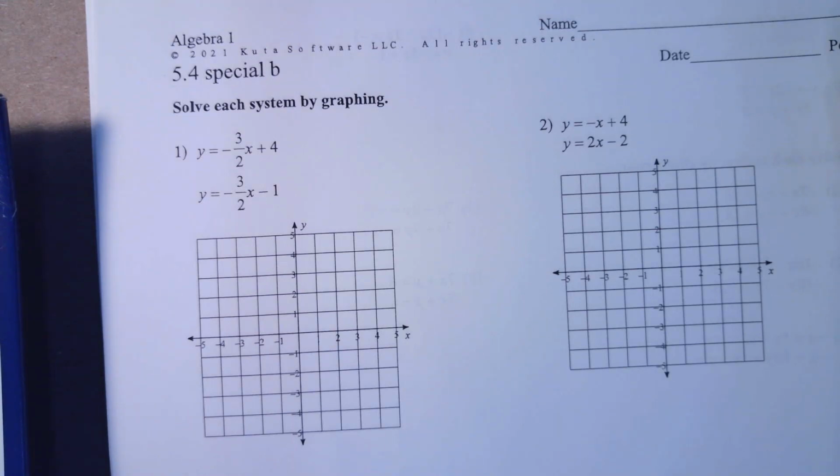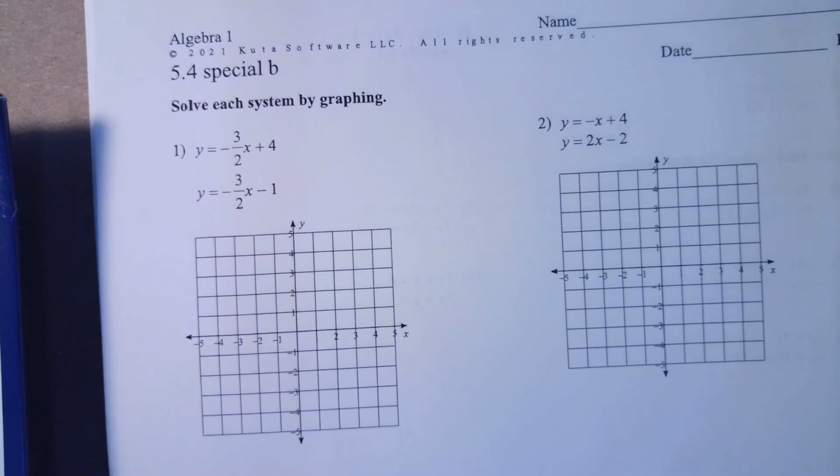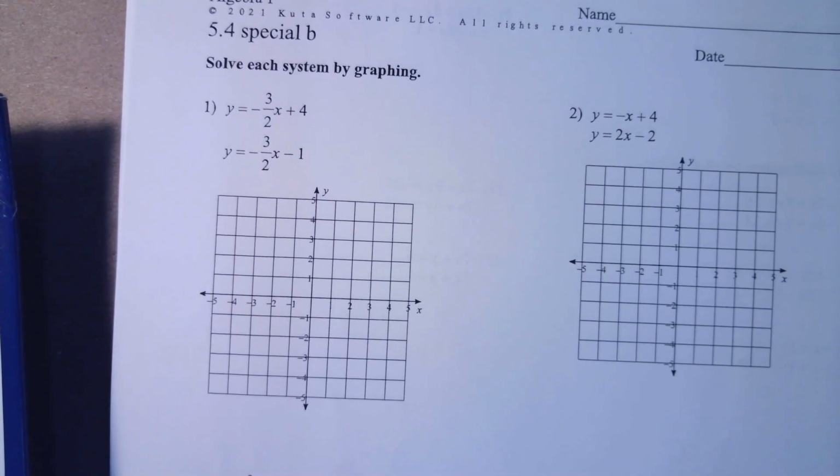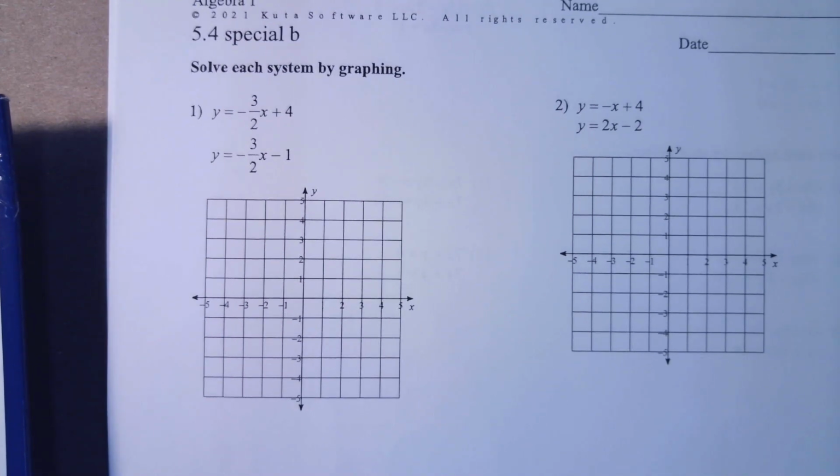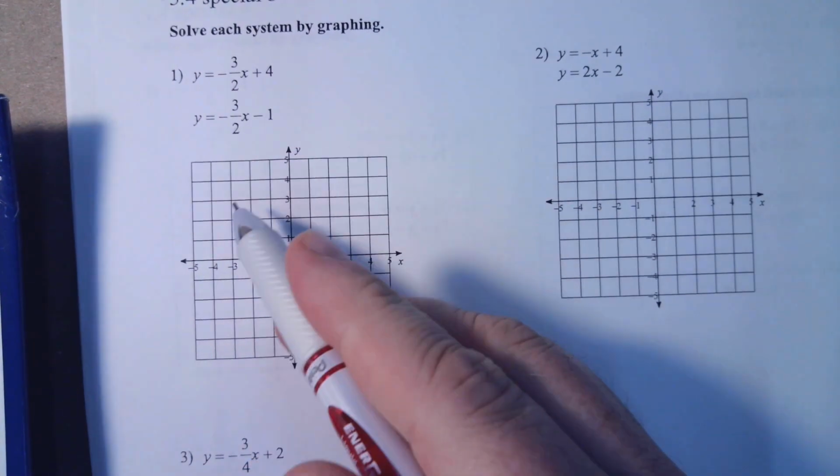All right, we are starting 5.4. And so what I want you to do is go ahead and graph these first two. Let's go ahead and graph these first two and let's see what they look like. Of course, there's just two lines.